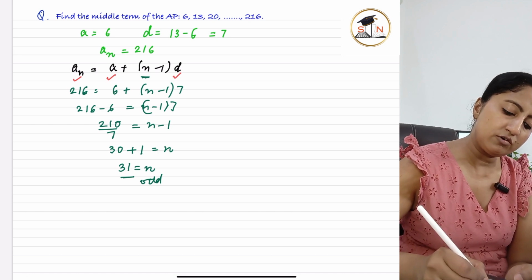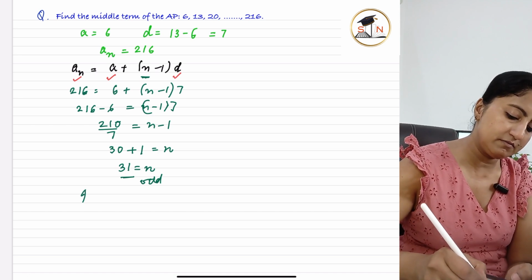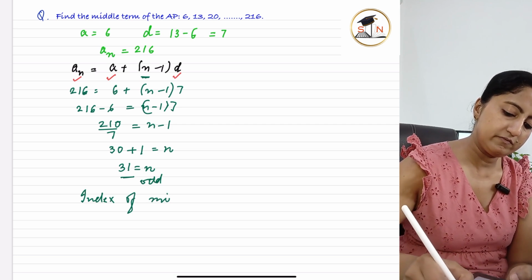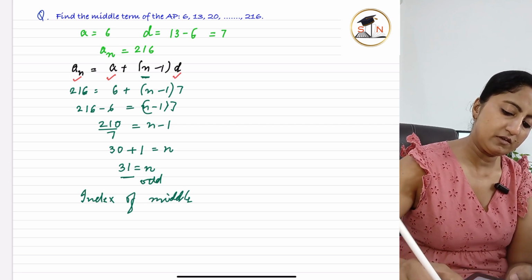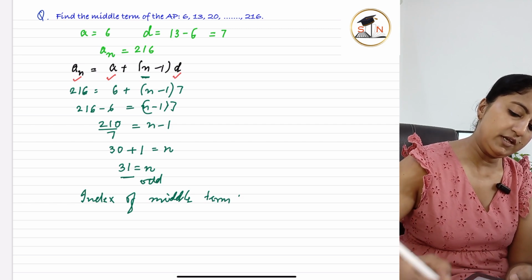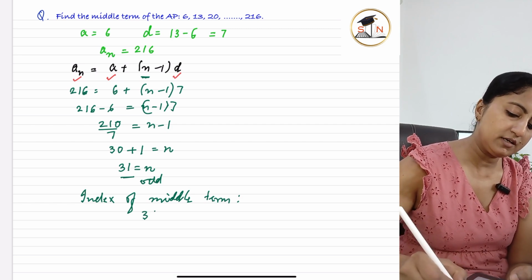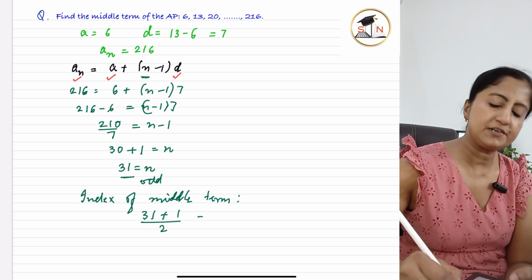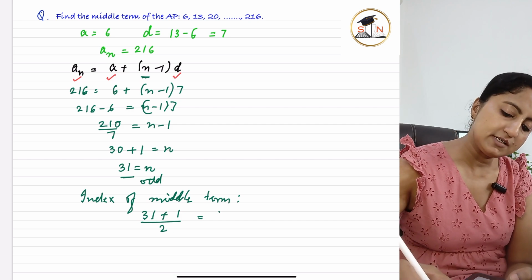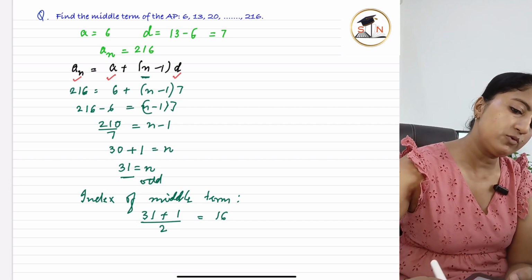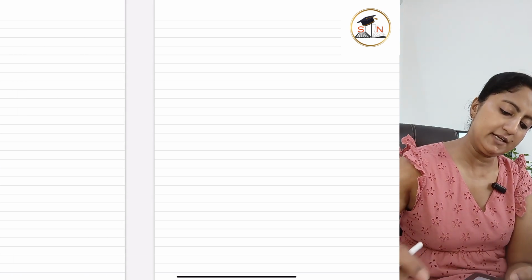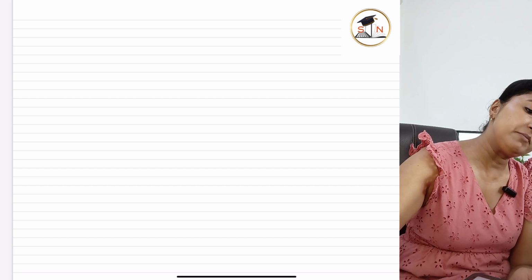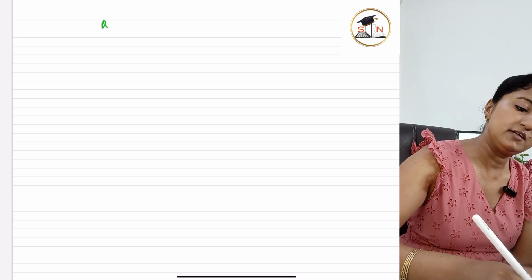So now, in order to find the index of the middle term, we need to do (31 plus 1) over 2. That results in 32 over 2, which is 16. Okay. So now what we need to do over here is find the 16th term. So we will find the middle term now, A16.